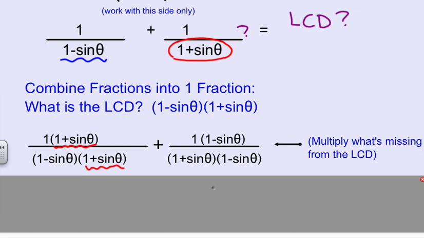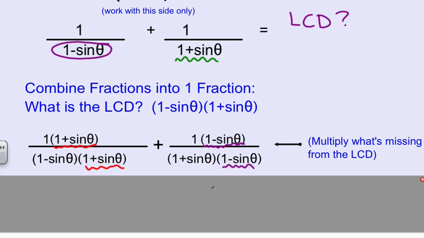Now, let's look at the second fraction. The second fraction has 1 plus the sine of theta. But what am I missing? I'm missing this 1 minus the sine of theta. So I have to increase it on the second fraction with the 1 minus the sine of theta in the numerator and the denominator. So now let's look at the 2 fractions.